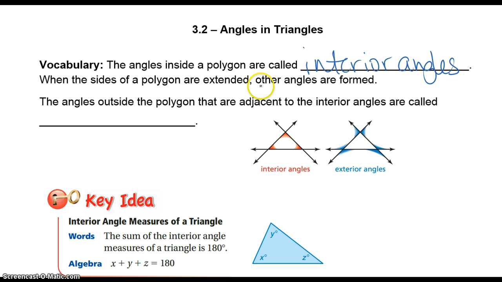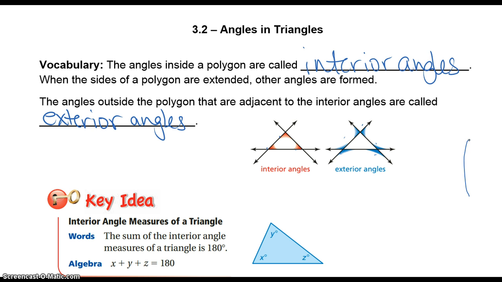When the sides of a polygon are extended, other angles are formed. The angles outside the polygon that are adjacent to the interior angles are called exterior angles. And if you think about those words, the interior of your house is the inside of your house, and the exterior of your house is the outside. So looking at the triangle, you can see here the interior angles, and then the exterior angles are the angles formed outside the triangle. And we can show you some more pictures of those coming up.